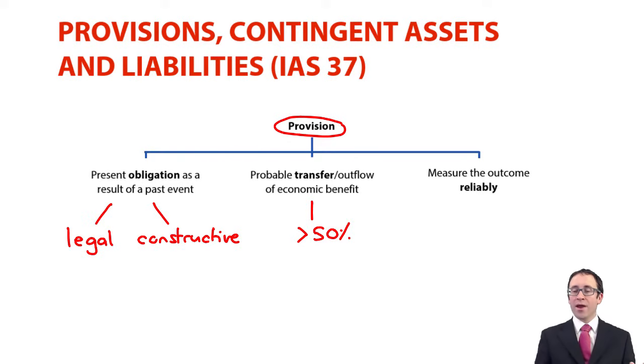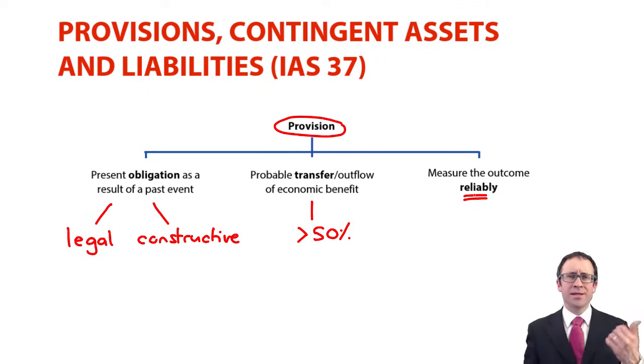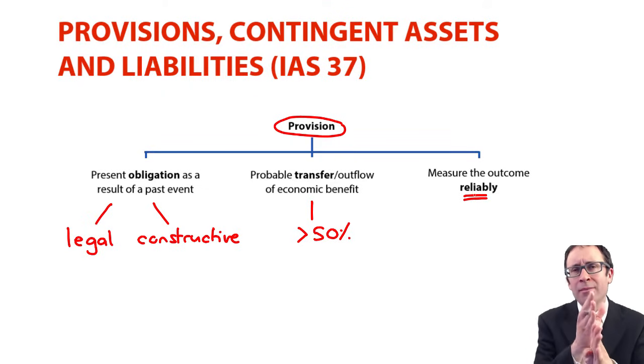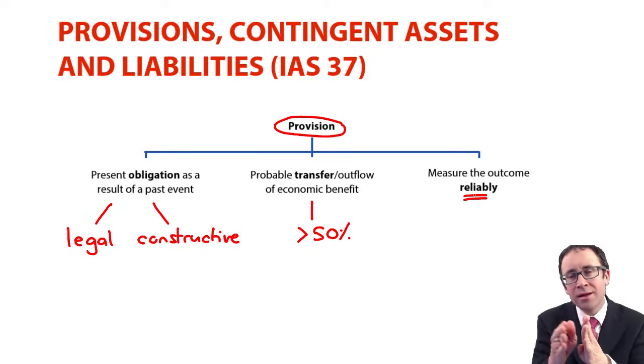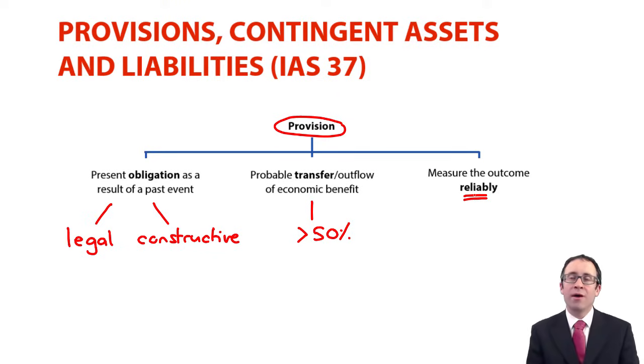Okay. We then also need to be able to go through there and measure the outcome reliably, because at the end of the day, we're processing a debit and a credit within the financial statement, and if we don't know what the value is, then we can't just guess at a debit and a credit value. Okay. It might not be that we are able to measure it reliably at the reporting date, but maybe in the subsequent events that happen just after the reporting date, which we'll see in the next chapter in IAS 10, that might give us that reliable measurement, and therefore we will be able to make that provision at the reporting date.